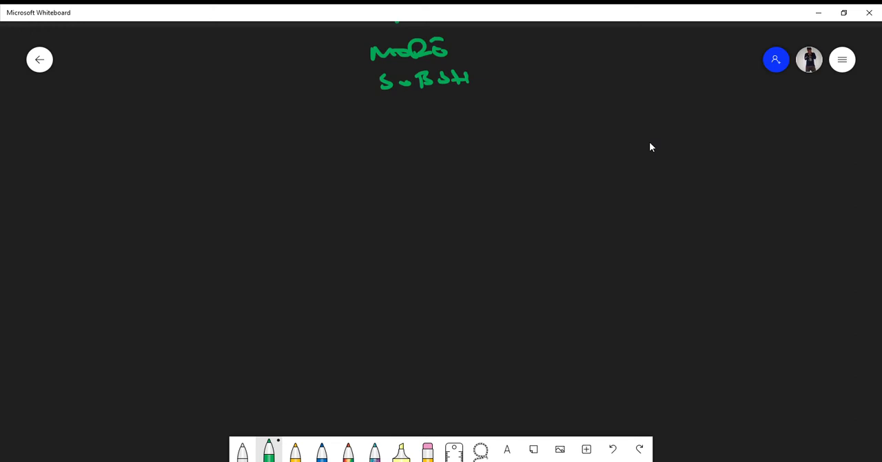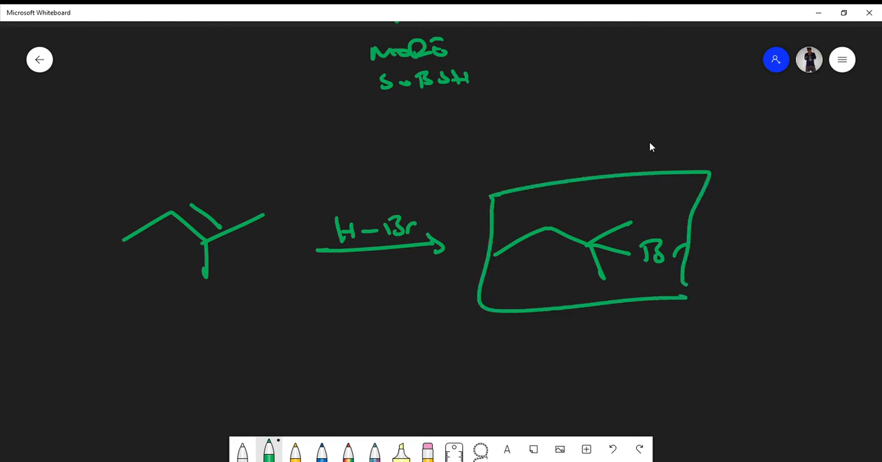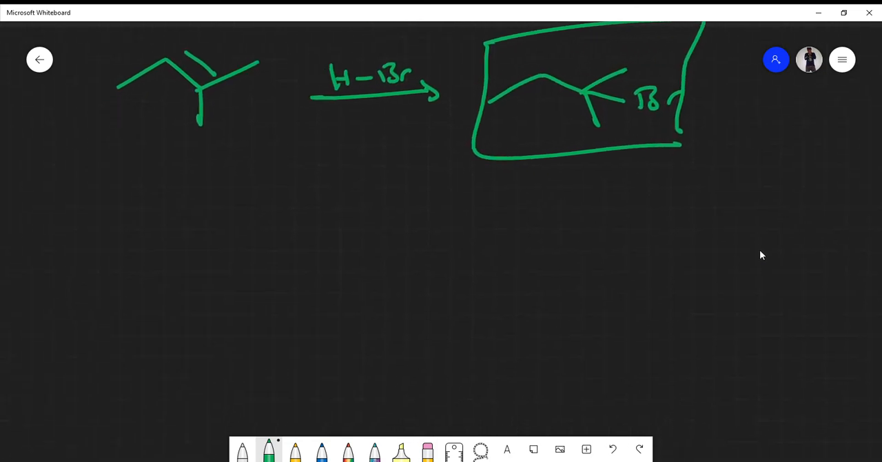So what if we do this example? Again, remember Markovnikov's rule says that the nucleophile will end up on the more substituted carbon. If we take this molecule and react it with HBr, this is the product that we get. Now, how do we get to this product? Well, let's look at the mechanism before we just go through some examples without the mechanism.